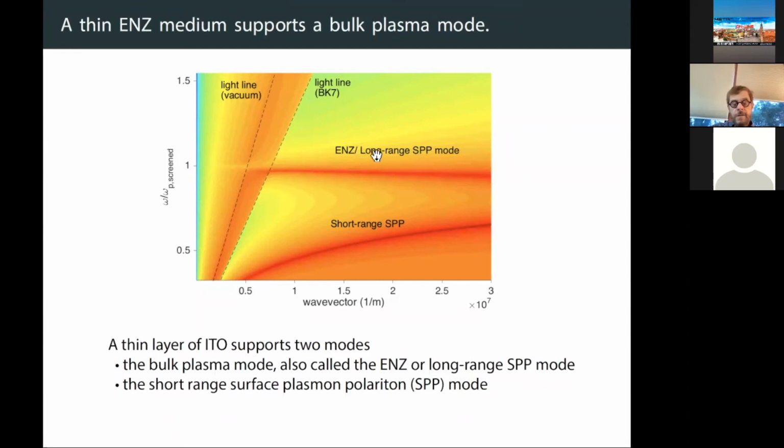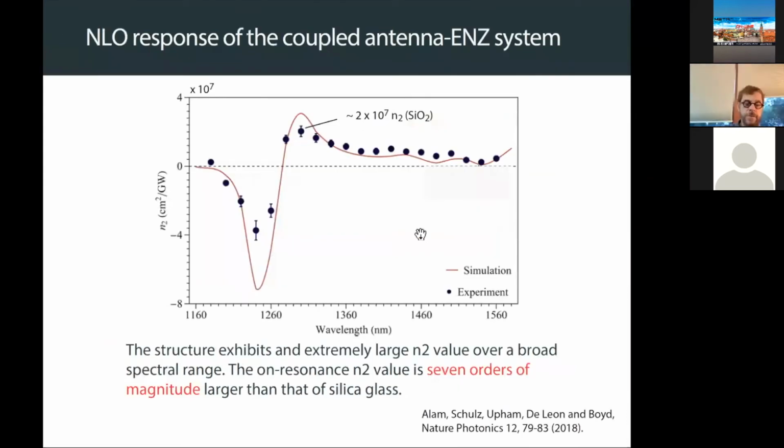This one here is sometimes called the long range SPP mode, or the ENZ mode, or the bulk plasma mode. This is the short range surface plasmon polariton mode. In our work, we were exploiting this resonance, not this resonance. So here's what we found.